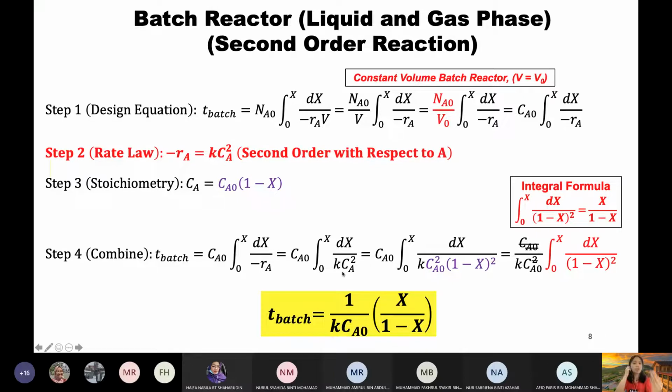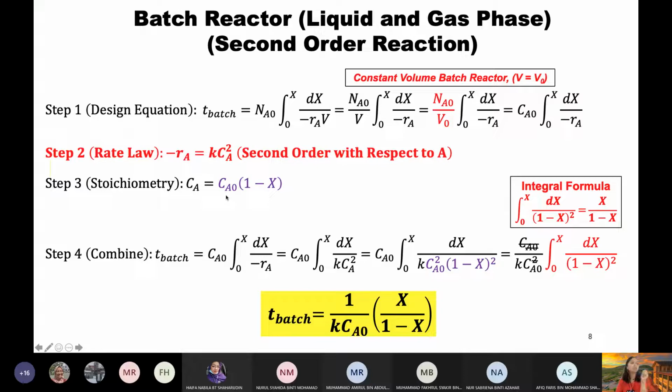Okay, so similar to the previous one, kalau kita nak kamikan terhadap X, we have to introduce X into the equation. Kita tak boleh kamikan CA kuasa 2 terhadap X. Dia mesti X dikamilkan terhadap X. So kita tahu CA equals to CA0 1 minus X. This one liquid atau gas, concentration is still the same. CA equals to CA0 in bracket 1 minus X. However, now in our equation, it's no longer CA, it's CA power of 2.